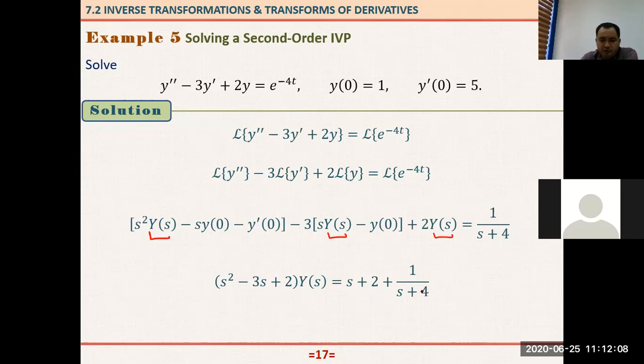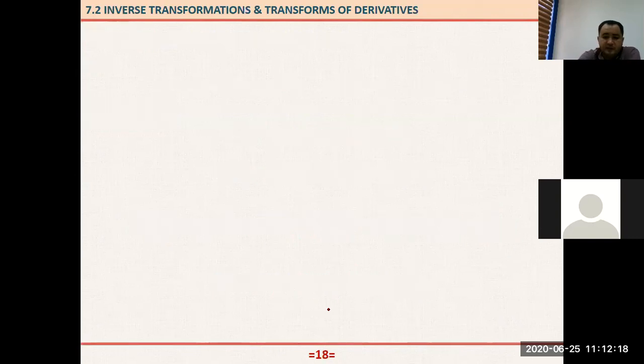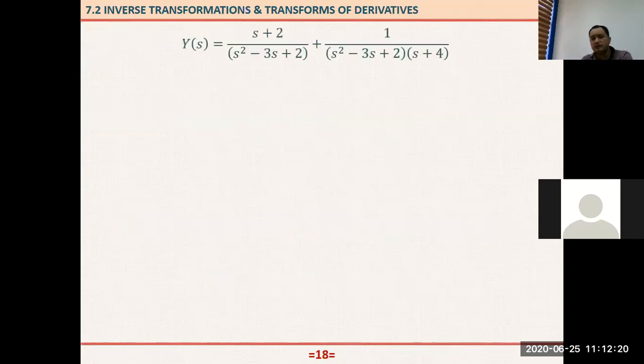So now I'm trying to make this capital Y the subject of this formula, right? So I'm trying to isolate this and keep it on the left hand side, everything else to the right hand side. What do we have here then? Here I have Y of s is 2 over that expression plus 1 over this. And it's just a quadratic expression. We know how to factorize it, right? And we see here all the factors in the denominator are linear functions.